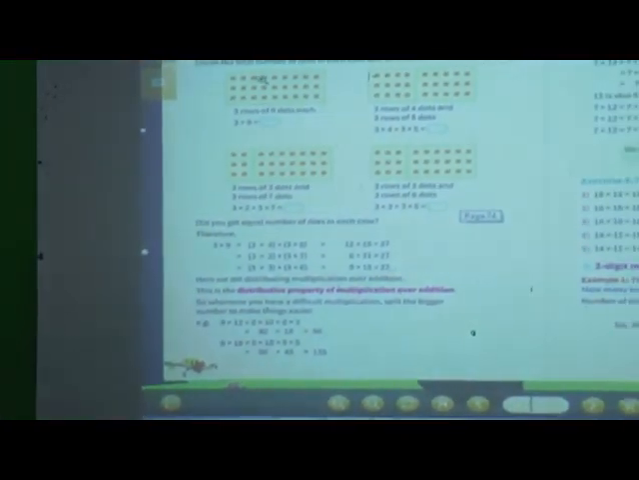Now today we are going to see the distributive property of multiplication over addition. So look at the board here. The concept is distributive property of multiplication over addition.